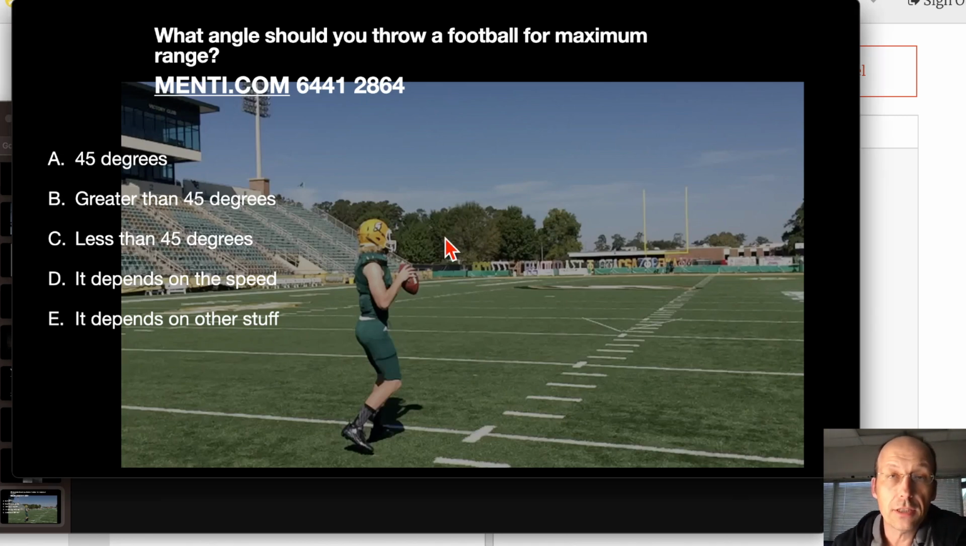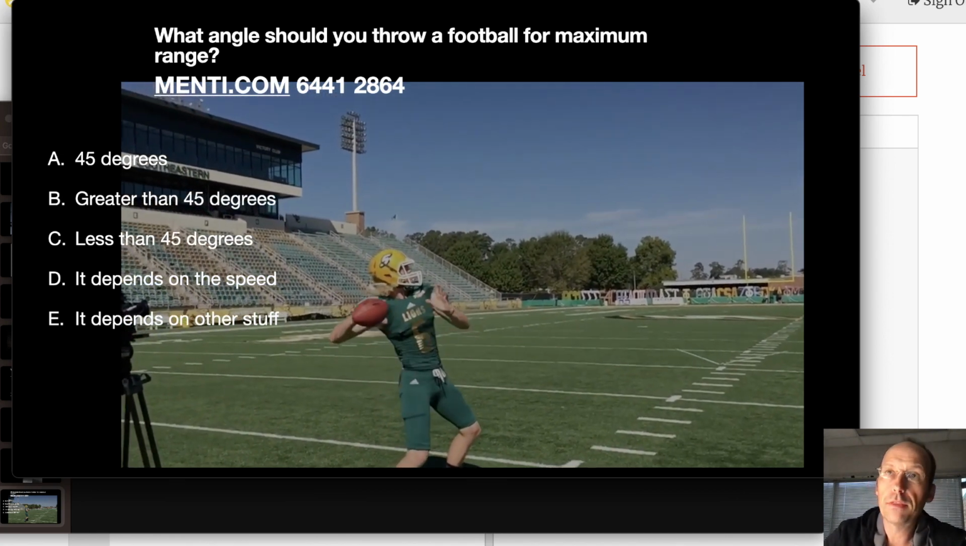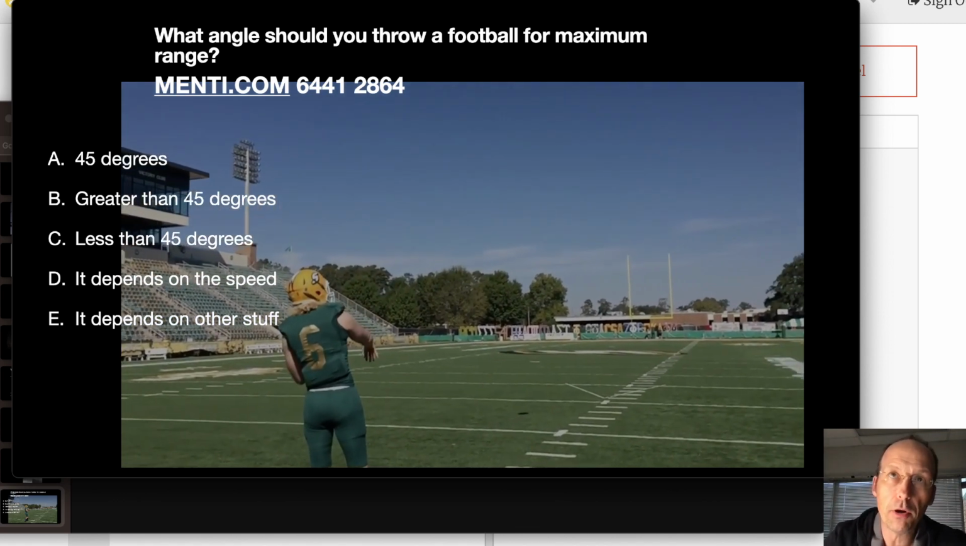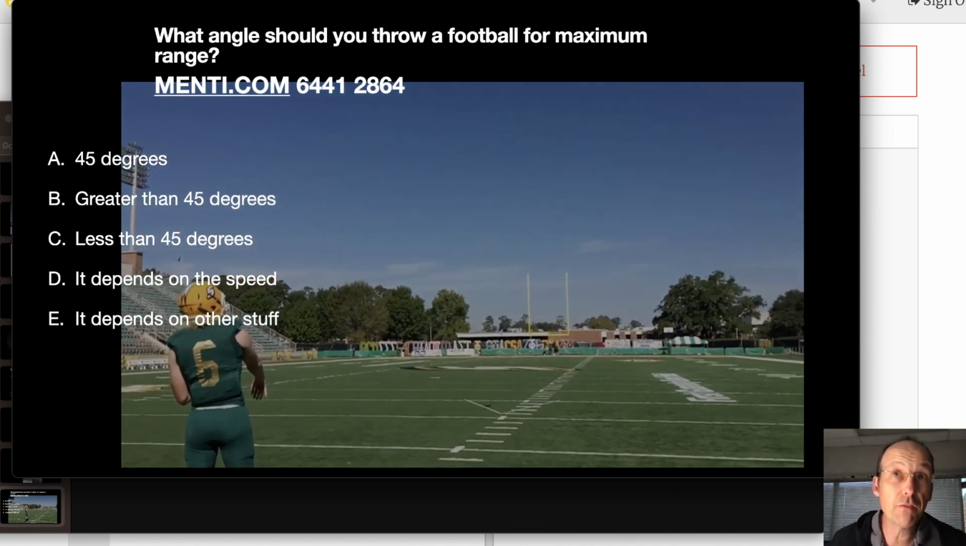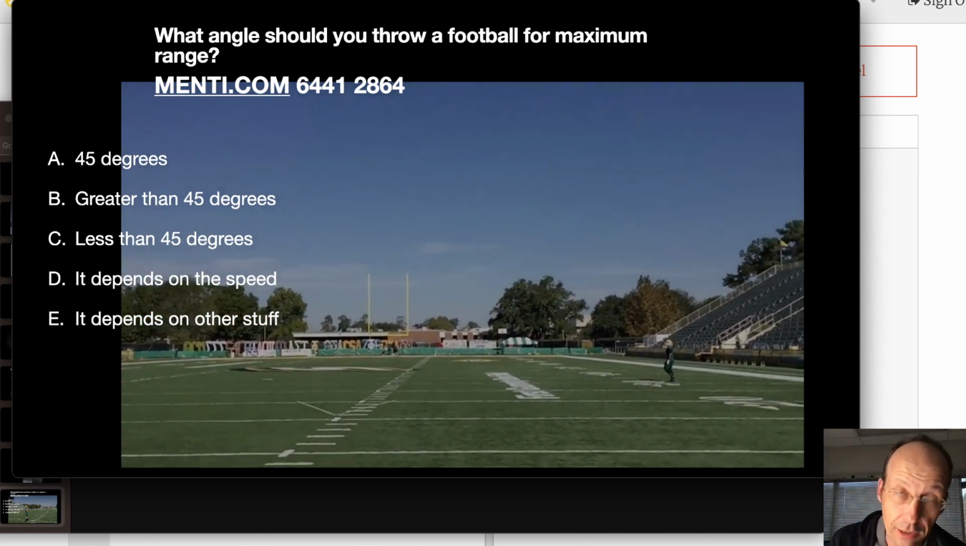This is a question I gave in class with a video. It's got a video, and it was based on the Super Bowl. So the question is, what angle should you throw a football so that it goes the maximum range? And I gave multiple answers, and I love this question because there's no necessarily correct answer.